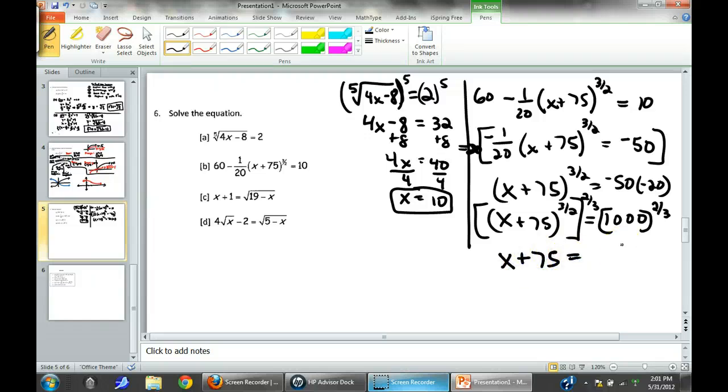How do you do 1,000 to the 2/3? Well, you think about 1,000 as 10 cubed, and then that's raised to the 2/3 power, and you get to multiply those exponents together, and they cancel each other out. So we get 10 squared, which is 100. That's what x plus 75 is. And we just subtract the 75 over, and we get that x is 25.